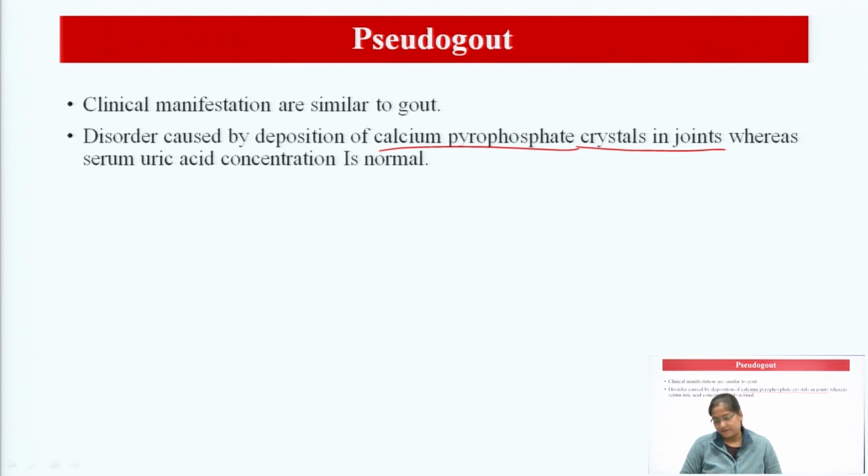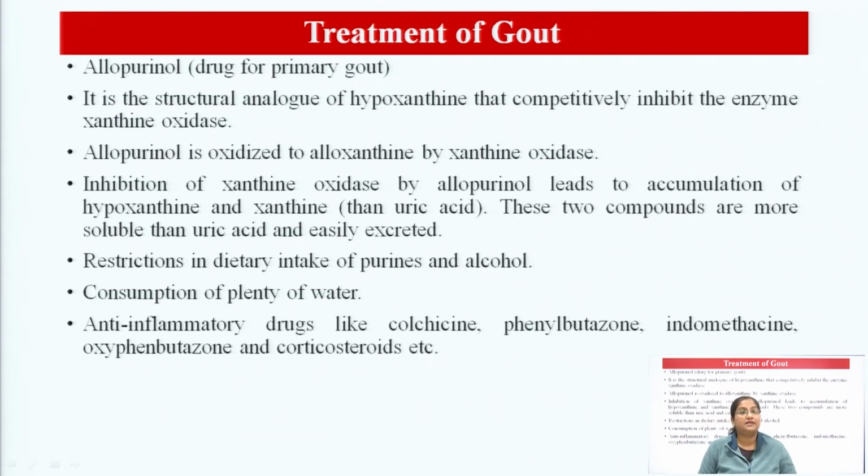that is how this gout has come into life. Then how can we treat gout? There are certain medicines we can use for gout. The first medicine is allopurinol, which is used in the case of primary gout. Allopurinol is the structural analogue of hypoxanthine. This hypoxanthine competitively inhibits the enzyme xanthine oxidase. So, if we replace this hypoxanthine with allopurinol, what will happen? The enzyme xanthine oxidase will be inhibited, and we will see the gout will be treated like that.